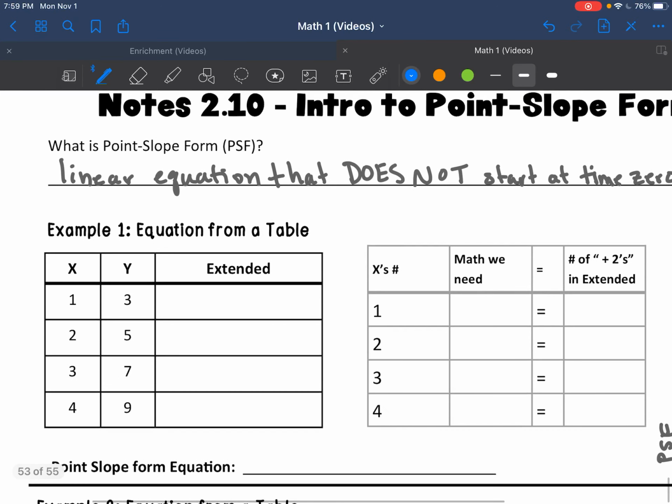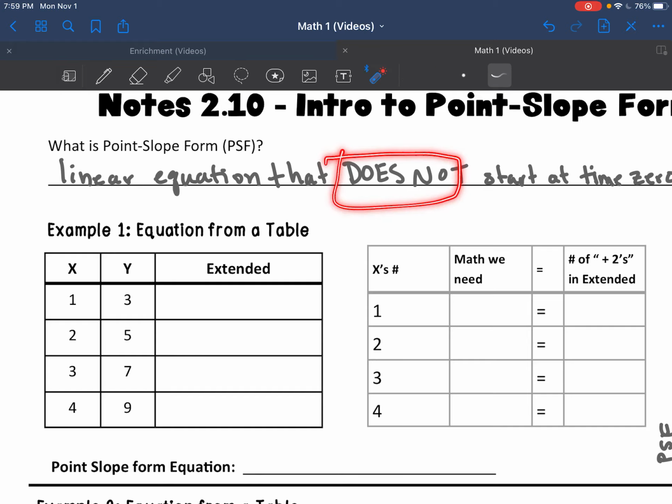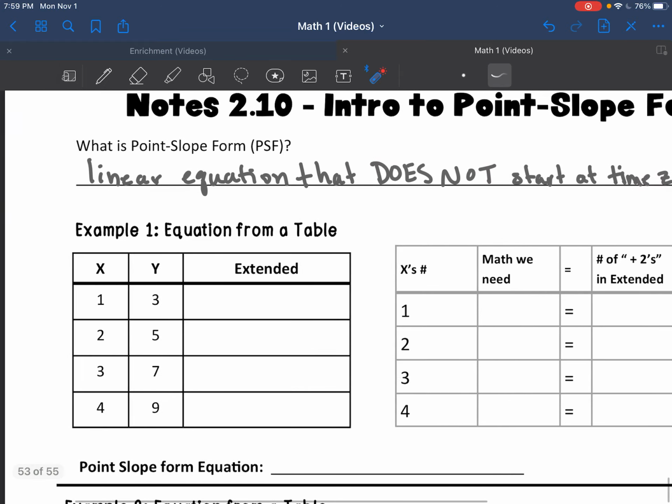All right, notes 2.10, intro to point slope form. This is a very important video, so please make sure you actually listen and pay attention to all of this. A linear equation in point slope form is a linear equation that does not start at time 0, okay?